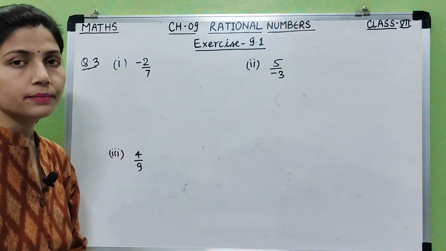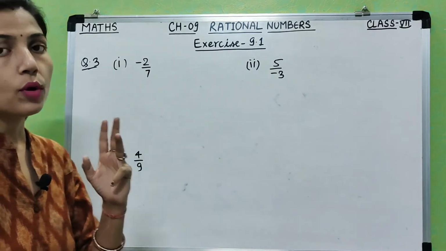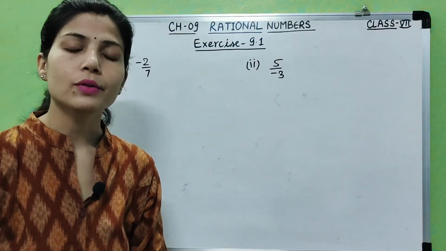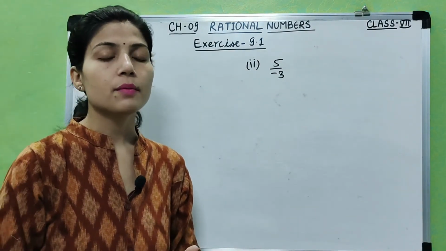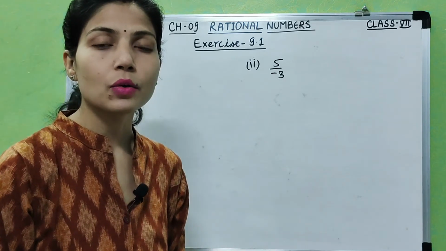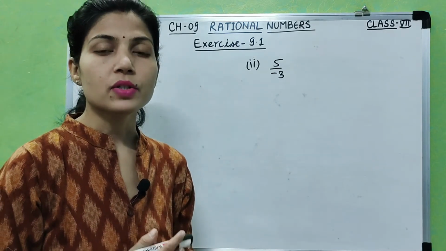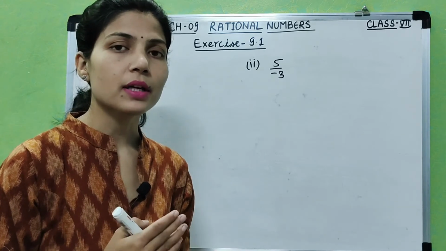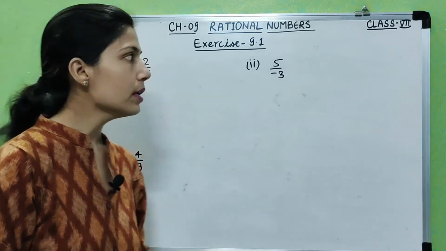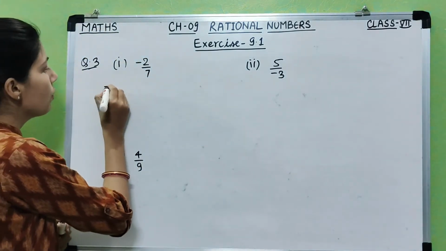-2 upon 7. -2 upon 7 के आपको 4 इक्विवेलेंट रैशनल नंबर फाइंड आउट करने। इक्विवेलेंट रैशनल नंबर फाइंड आउट करने के लिए आपको क्या करना होता है, किसी भी नंबर से सेम नंबर से आपको मल्टीप्लाई करना पड़ता है न्यूमरेटर और डिनोमिनेटर में। ओके। सो लेट्स सी -2 upon 7.